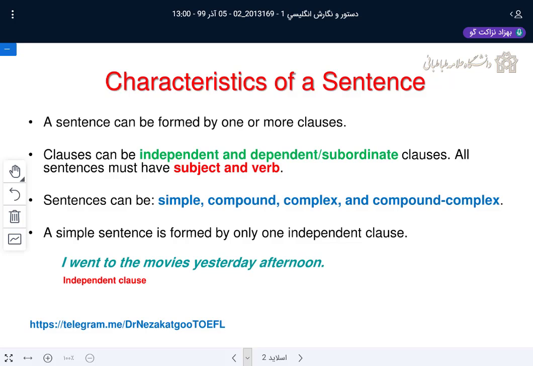So let's start with the first part, but before going to the first part, we need to learn about the characteristics of a sentence. Sarvnaz, will you please start reading this part?